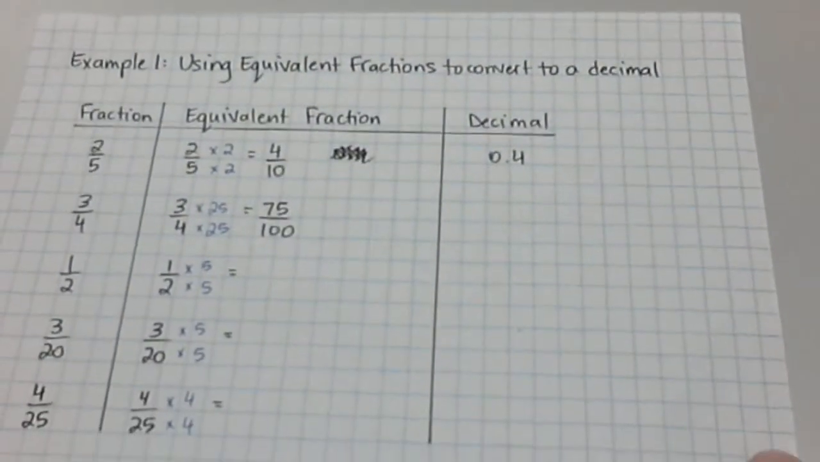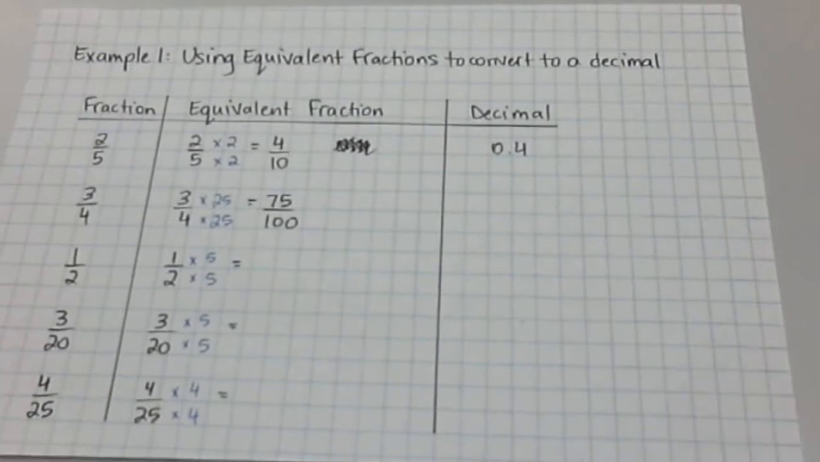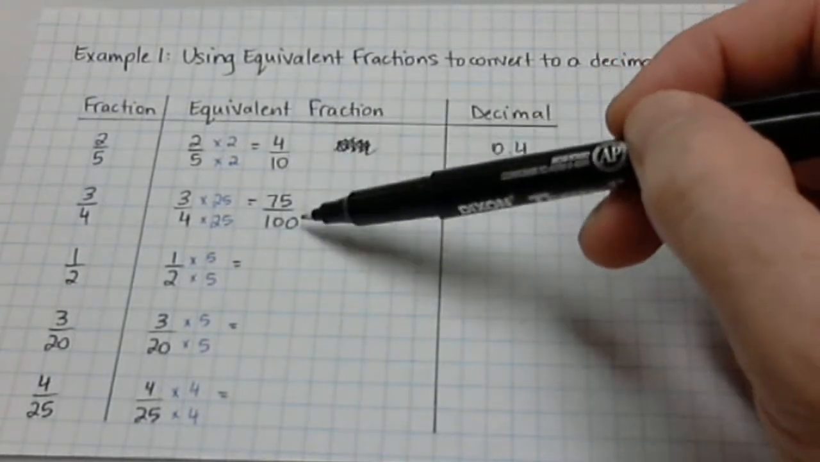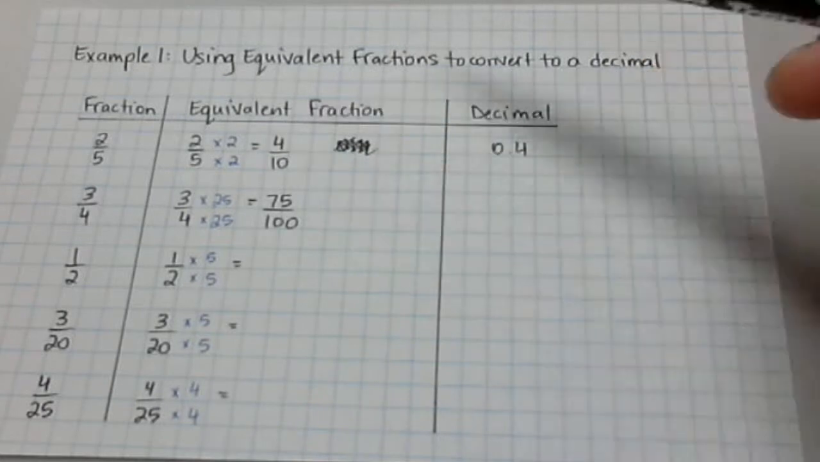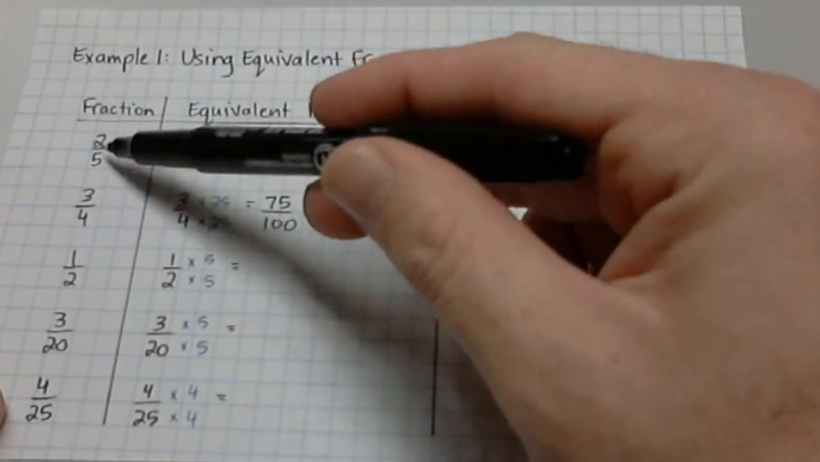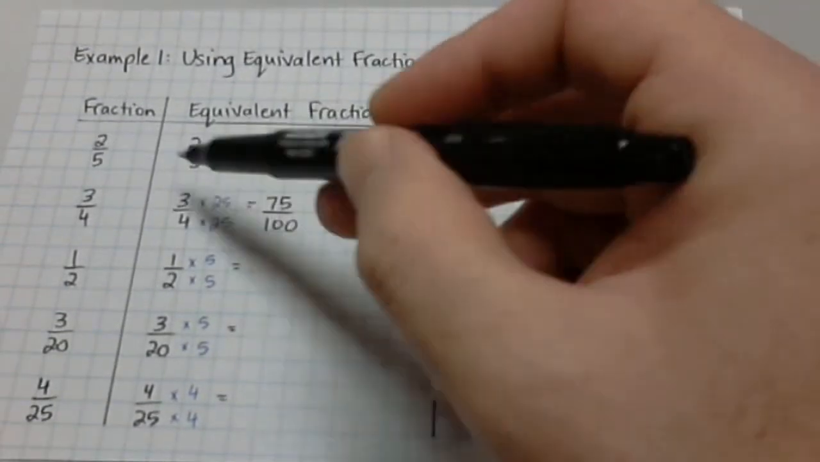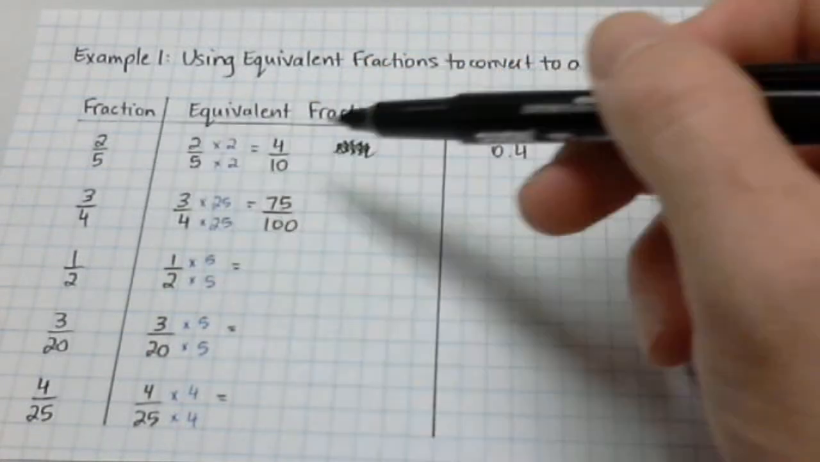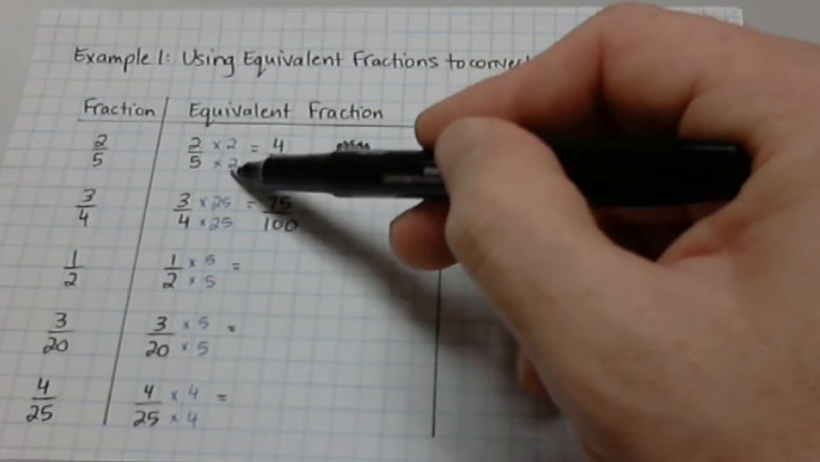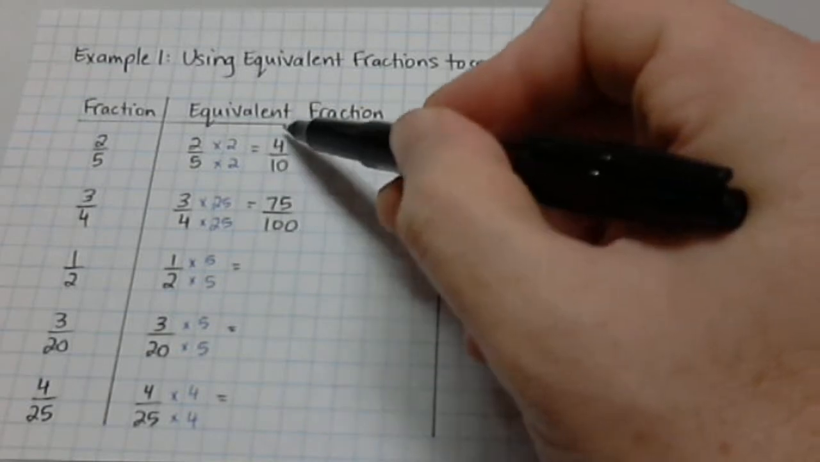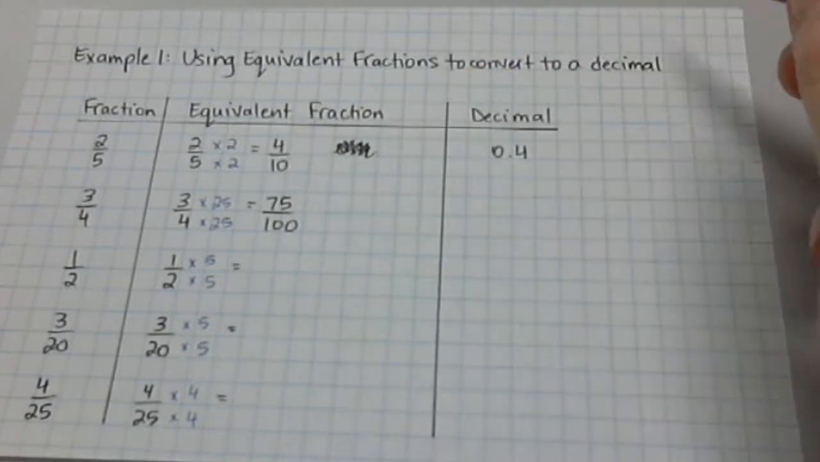The first thing that we're going to be doing is we're going to use equivalent fractions to convert to a decimal. What happens in this method is that our goal is to try and get a denominator that's either 10 or 100 using a common factor. Now if my fraction is 2 over 5, I know that I can make this 5 into a 10 by multiplying it by 2. Whatever I multiply the bottom by, I have to multiply the top by. So if I find an equivalent fraction, it ends up being 4 over 10.